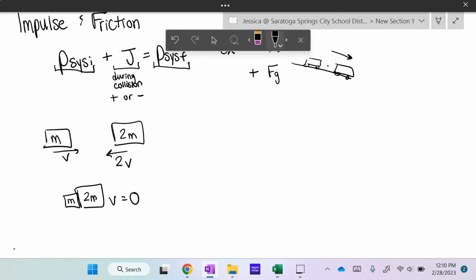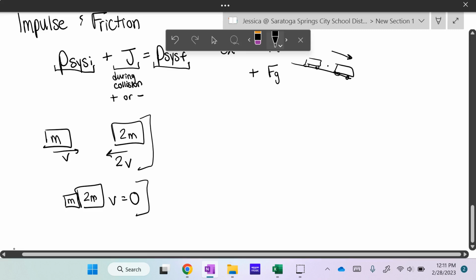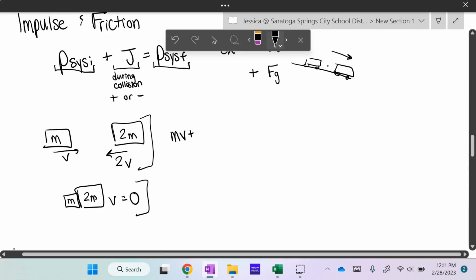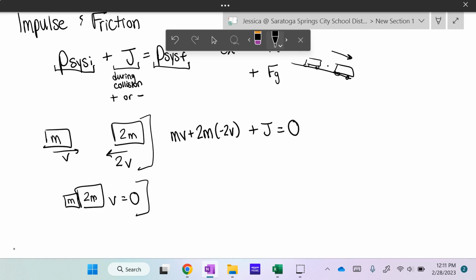So we're going to figure out what is the impulse, or what is the change in momentum of the system, because my momentum here is definitely not 0. It's definitely something greater than 0, but here my momentum is 0. So we want to figure out what is that change in momentum. My initial system momentum is made up of the momentums of the individual objects, plus any impulse, and then my final system momentum is 0. So mv minus 4mv plus J equals 0. So my impulse ends up being equal to 3mv.